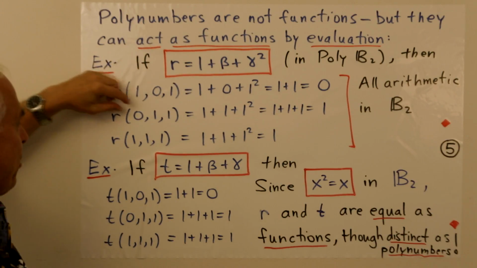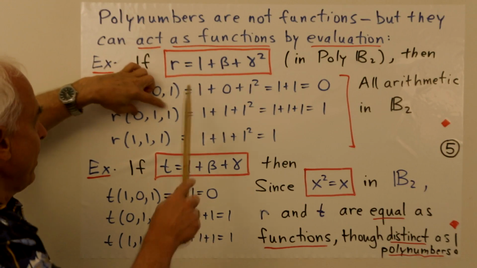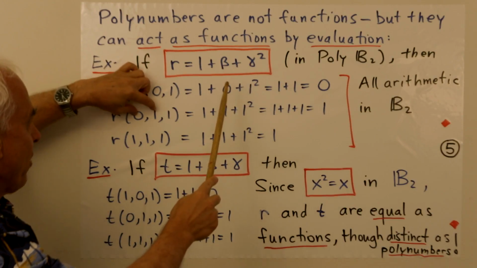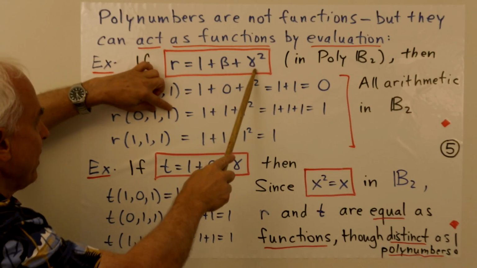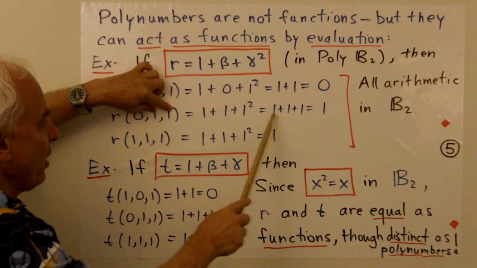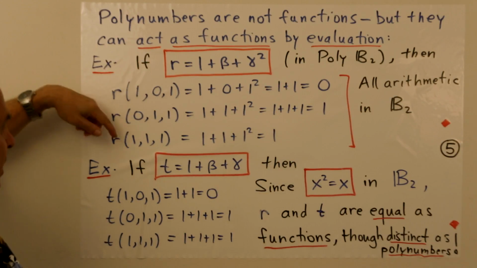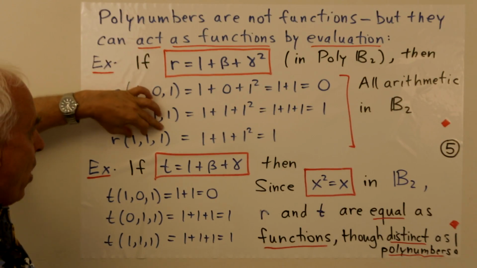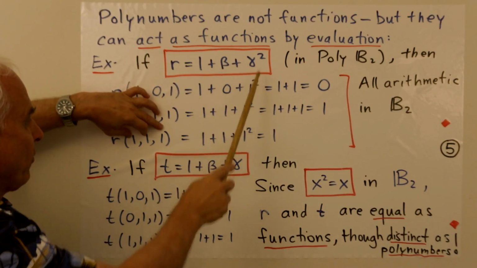If we evaluate it at, say, 0, 1, 1, alpha is 0, there's no alpha, no problem. Beta is 1, gamma is 1, then we get 1 plus 1 squared, which turns out to be 1. If we evaluate it at 1, 1, 1, then we get 1 plus 1 squared, we get 1 again.